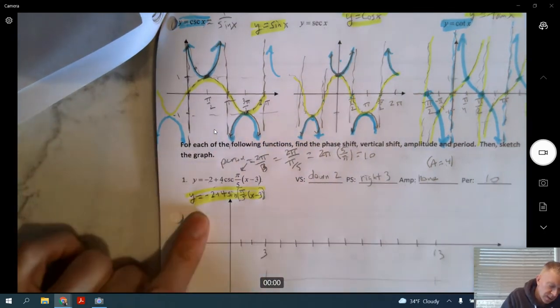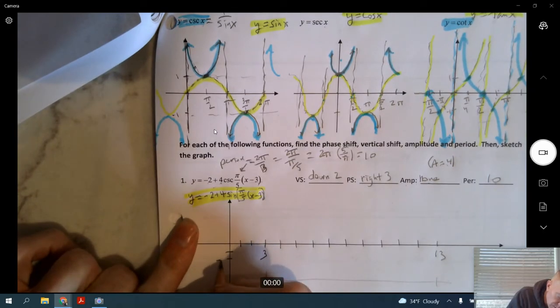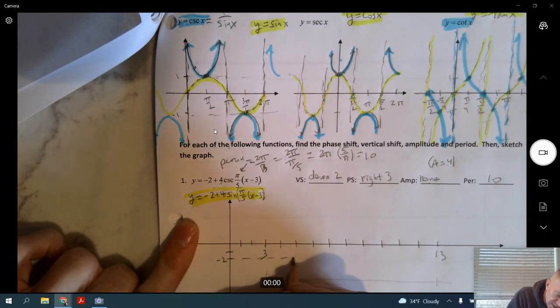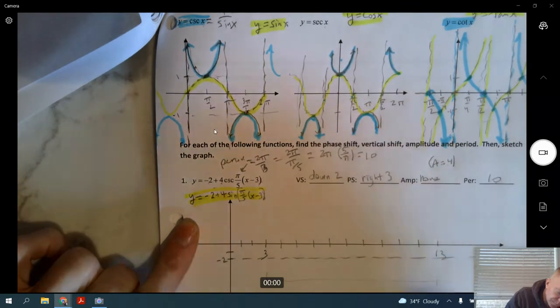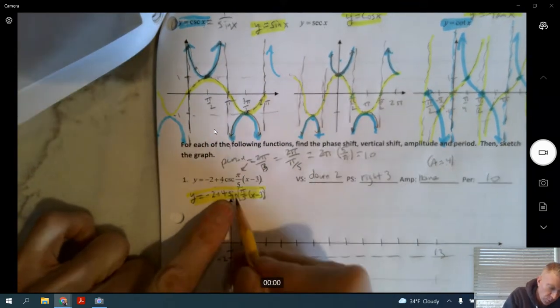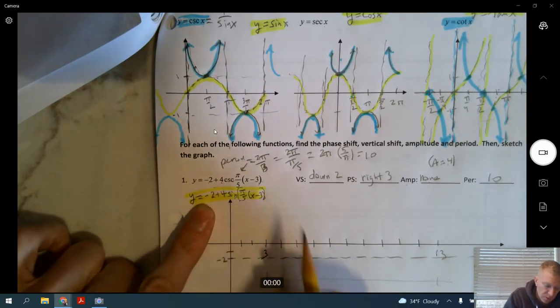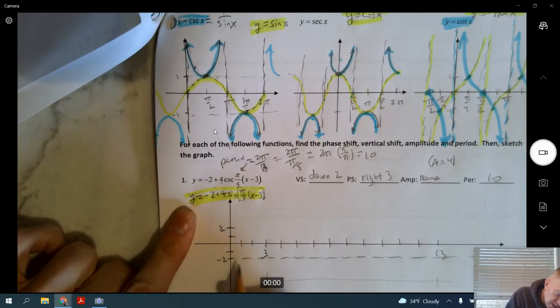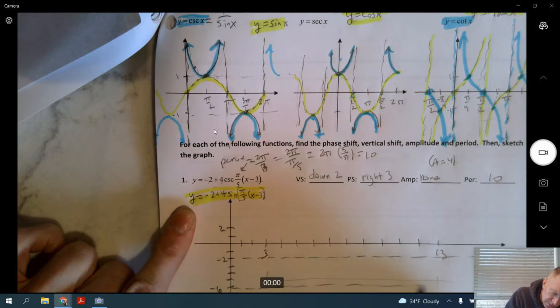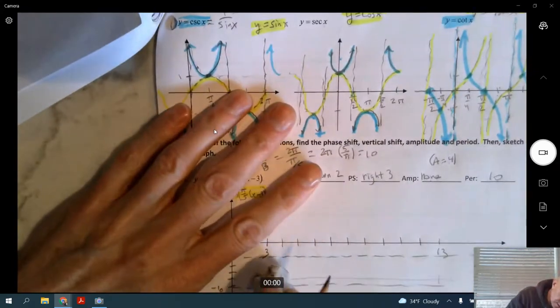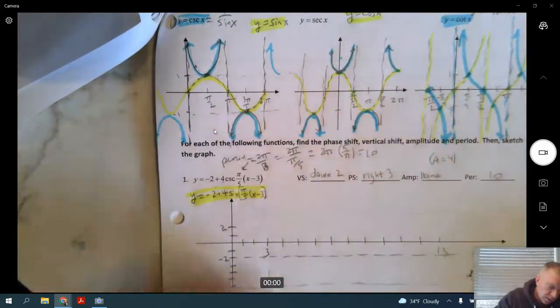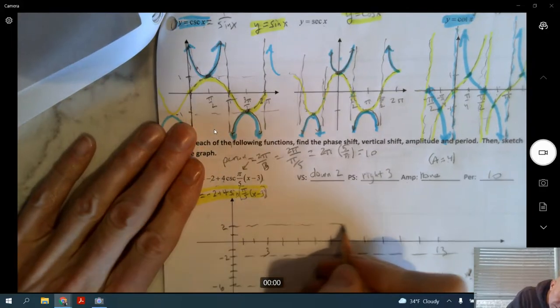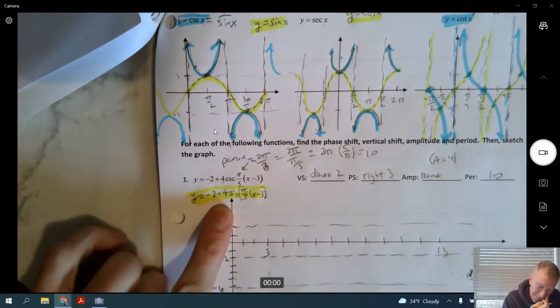Okay, shift is down 2. So I'm going to go down 2. And I'm going to draw my wave axis, or my midline. Amplitude is 4. Well, the amplitude of the sine function is 4. So I'm going to go up 4 from the midline, down 4 from the midline, which gets me to -6. Okay, I'm going to erase this thing that was just showing my period. So up to 2. And I'm going to graph the sine function.